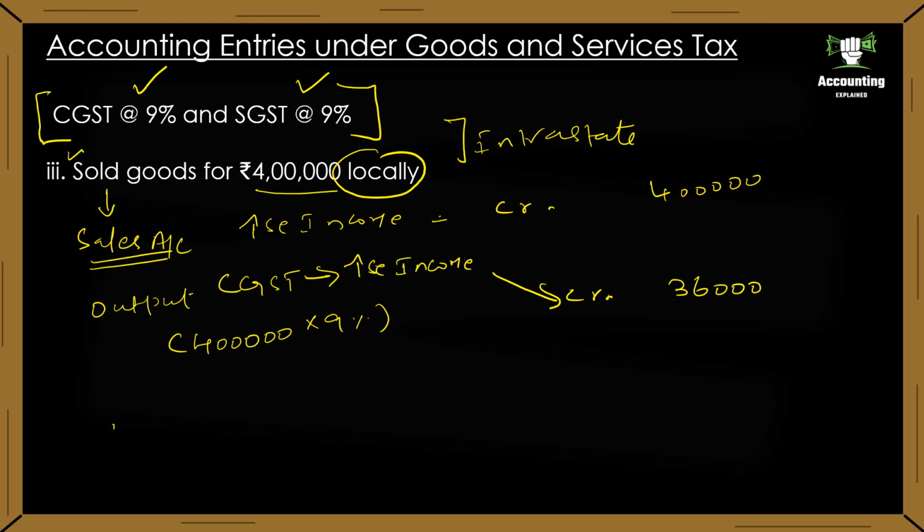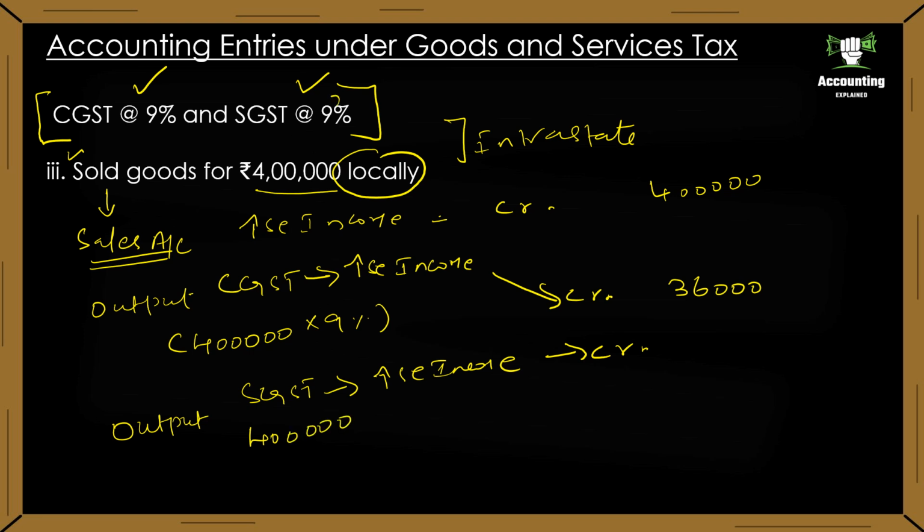Again, same. Output SGST is assumed as increase in income. So we have to credit it. Credit it with what? 4 lakhs. Again same, 9% into 9%, it is 36,000. Here nothing is mentioned whether they have sold it for credit or they have collected check or cash. Since the amount is huge, we assume that they have collected check for it.